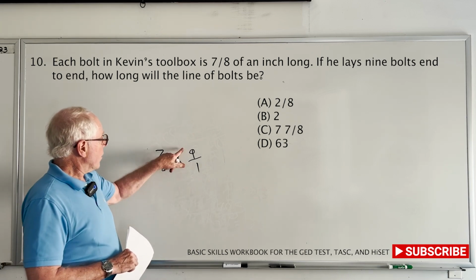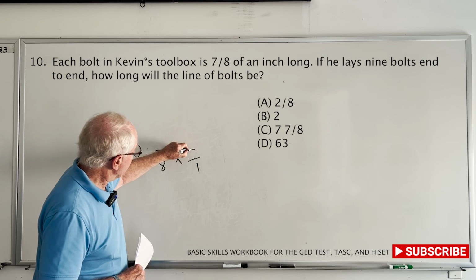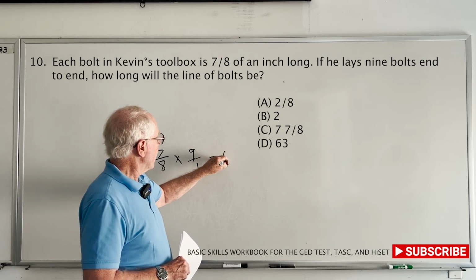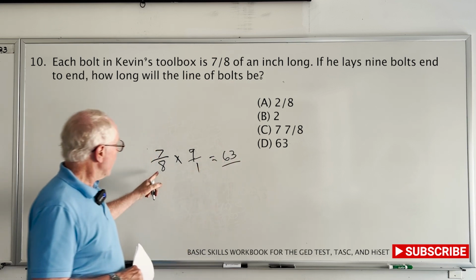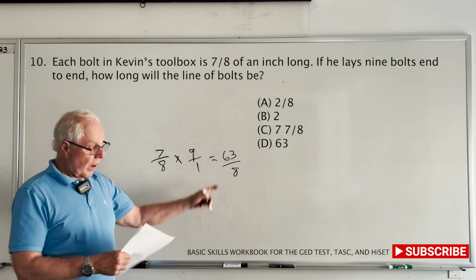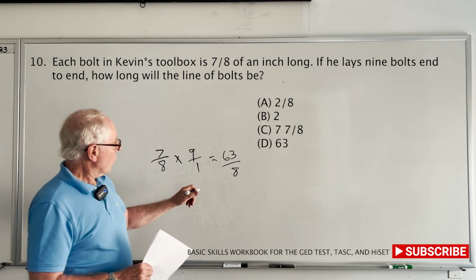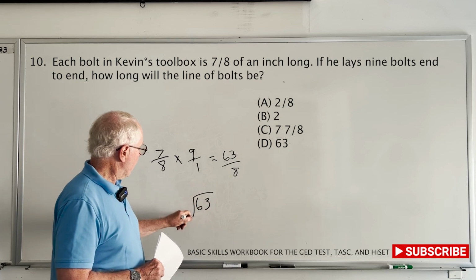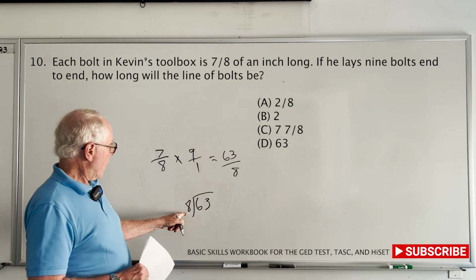Okay, looks like there's no canceling to be done here. Let me write that a little bit better. So we're just going to do 9 times 7 is 63. 8 times 1 is 8. And so now we just have to figure out that improper fraction. So it's going to be 63. You could do this in your head probably, but let's not. We wanted 63 divided by 8.